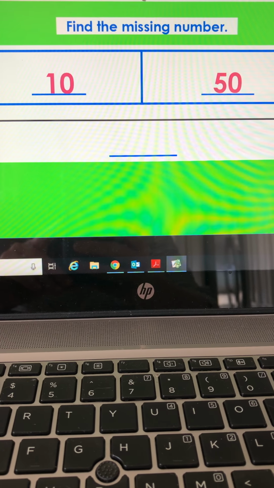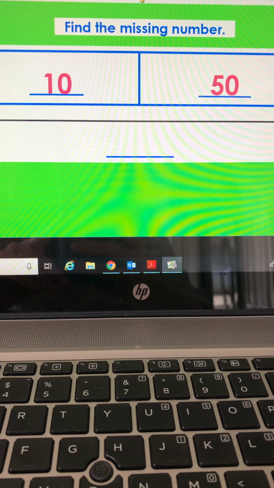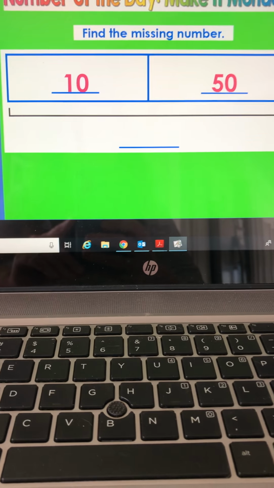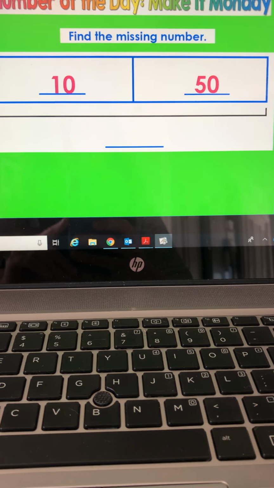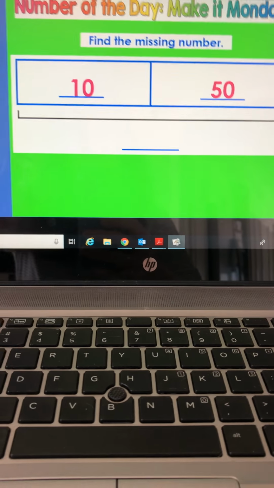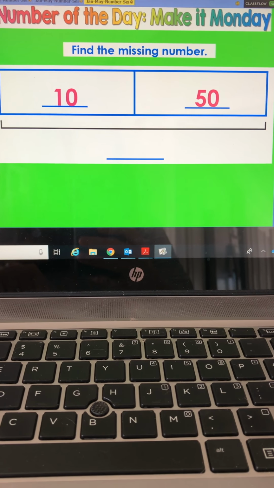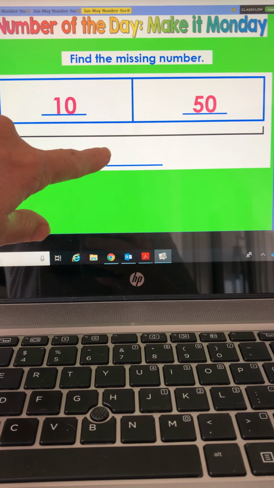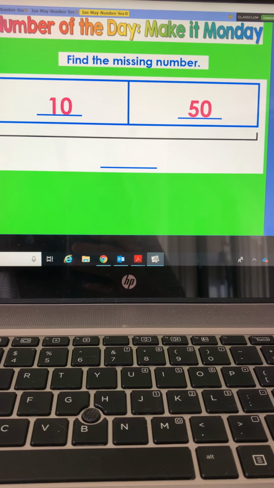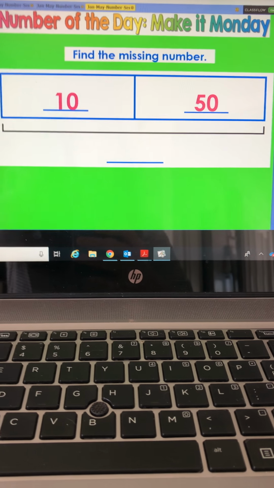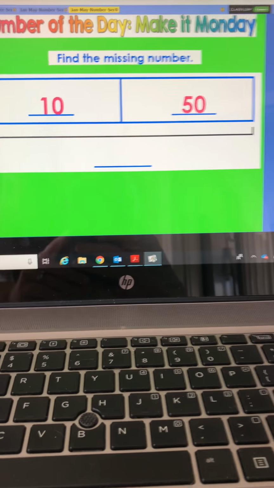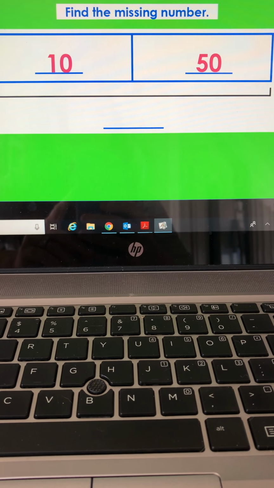We're going to start with looking at some numbers here, and what I have here is a part whole model. So my two parts that we know are 10 and 50. Okay, so what's my missing number here? So that would be our whole. Okay, so think about what you have to do to figure out what the whole is for 10 and 50.